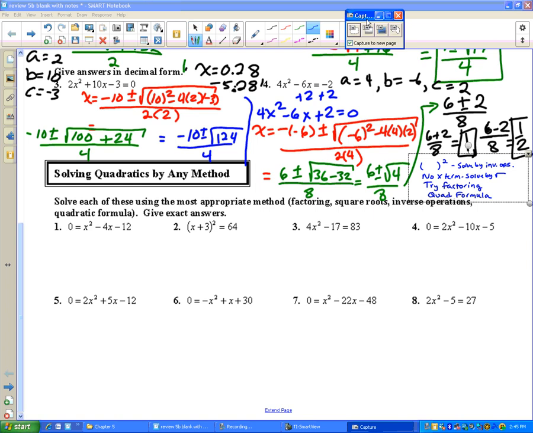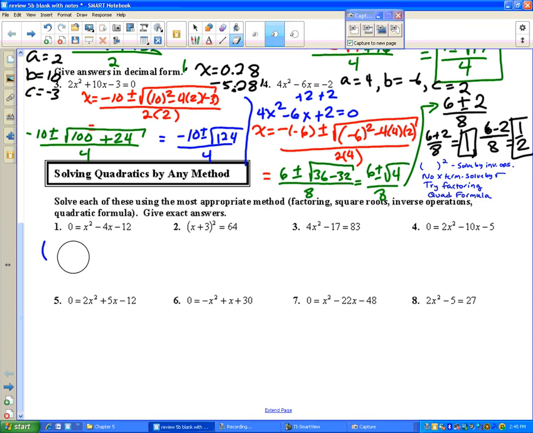So number 1, 0 equals x squared minus 4x minus 12. The first thing you want to try: I notice that there's no quantity squared, there's no parentheses squared, so I'm not going to use inverse operations. I know there is an x term, so I can't just square root, so I want to try factoring. And since I'm going to use basic factoring, what multiplies to be negative 12 and adds to be negative 4?